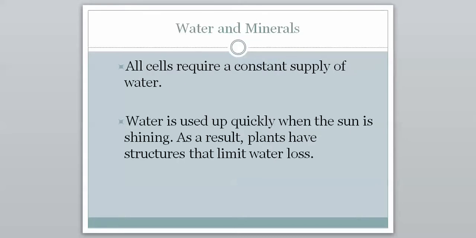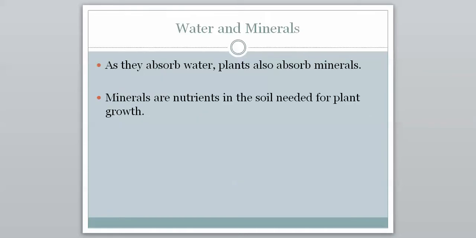So water and minerals. All cells inside the plant require a constant supply of water. Water is used up quickly when the sun is shining. As a result, plants have structures that limit water loss. And I'm sure we'll get into those more specifically once we talk more about the plant. But I think you all know if you've raised a plant before, you always have to water it. And that's because their cells constantly need water to survive.